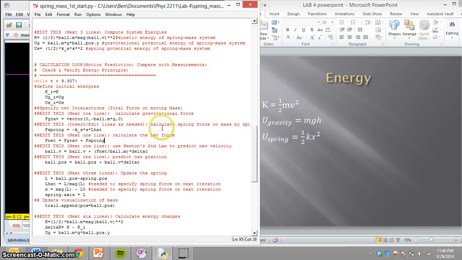So now we put in our forces. We know the force of gravity. We know the force of the spring. We know that F net is gravity plus the force of the spring. And we use Newton's second law right here to find the new velocity of the ball and to find the new position of the ball.